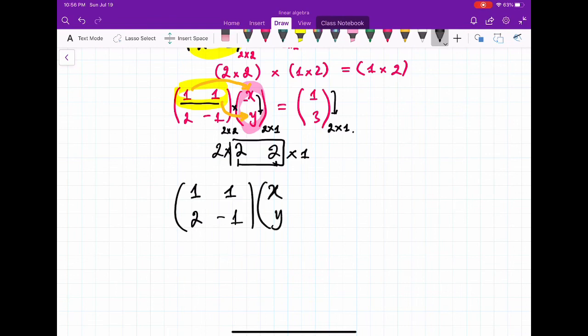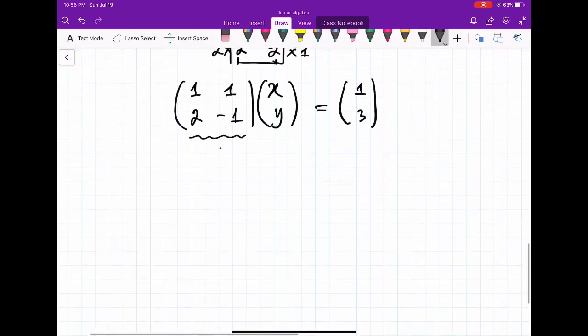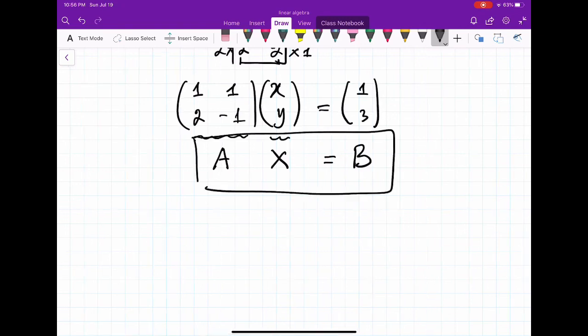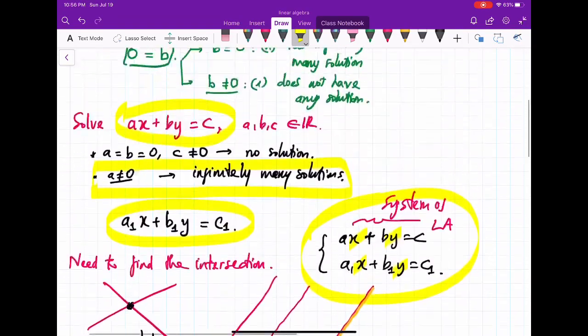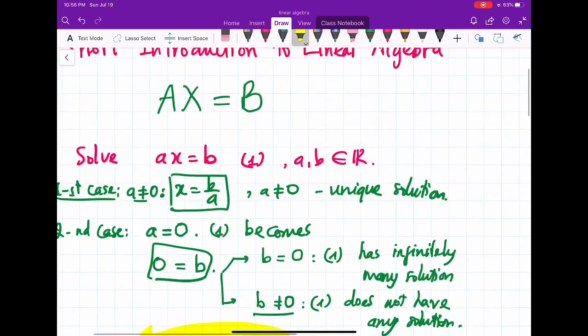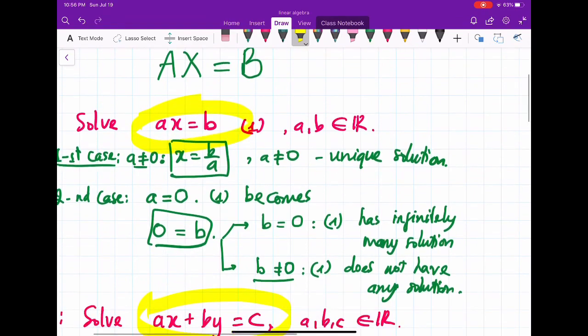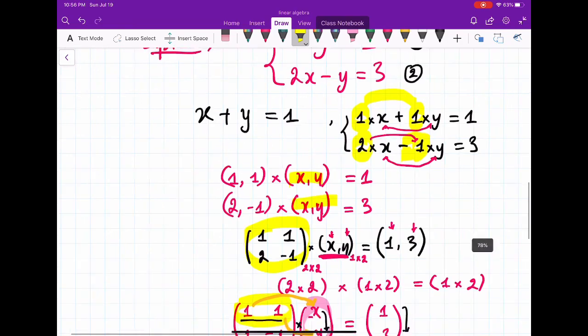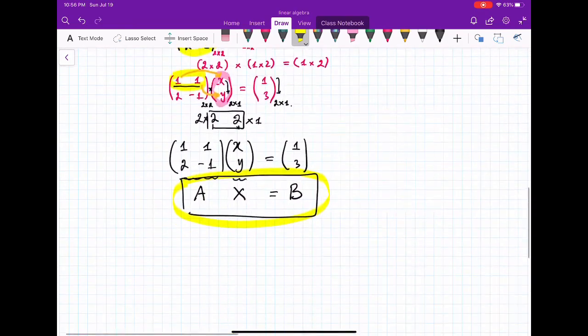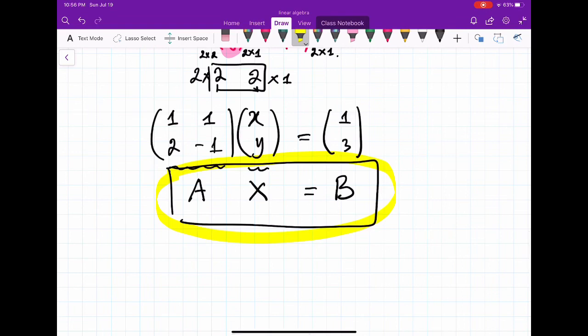Let me repeat this. (x, y) equal to (1, 3). Let's denote this by A, this by X capital, and this by B. So I can rewrite my system in the form of a linear equation, AX equal to B. You see, that's what we started from at the beginning of this lecture. AX equal to B. And if you have a system of linear equations, for example in this case, you still can rewrite that system in the form of AX equal to B.